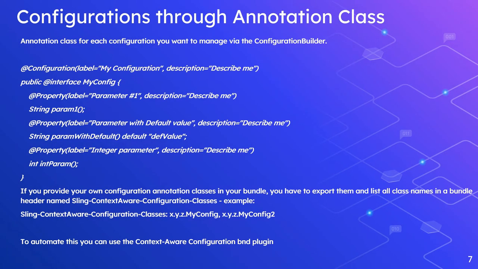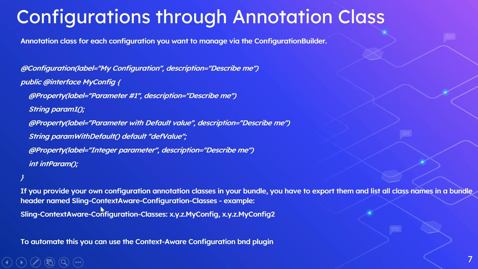Now let's talk about configuration through annotation class. The configuration is managed through an annotation class. You should define an annotation class for each configuration. So this is the sample annotation class. You should use at configuration, label and description, then interface my config, your configuration name, then whatever properties you are going to have. So I have 3 properties here.